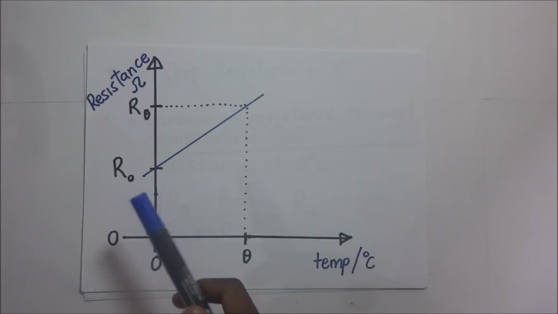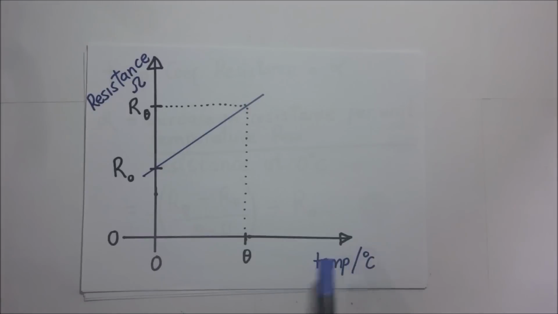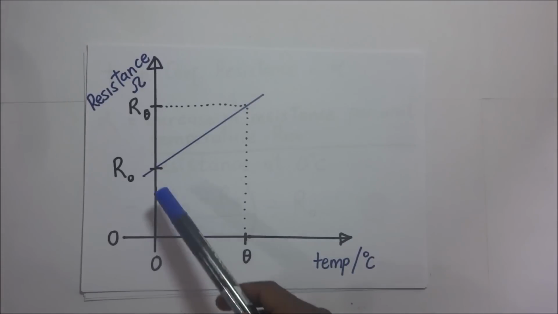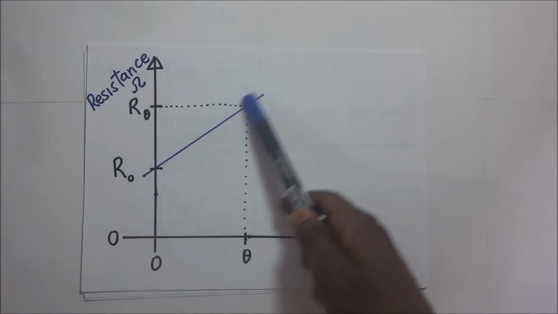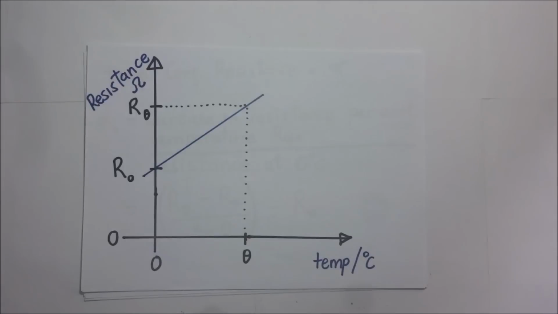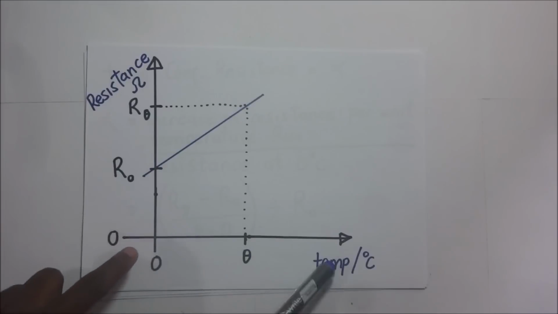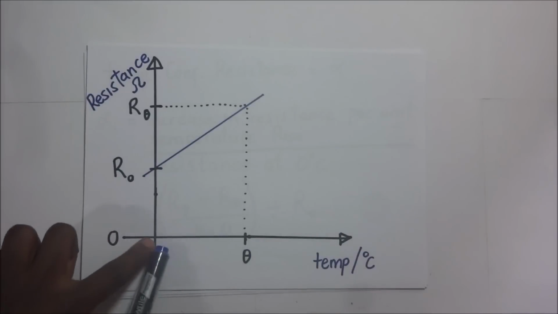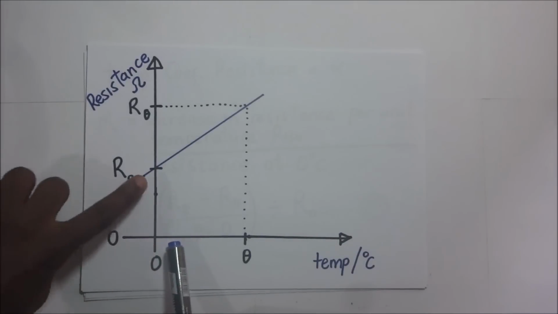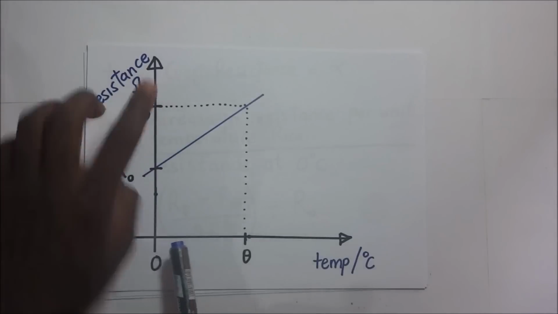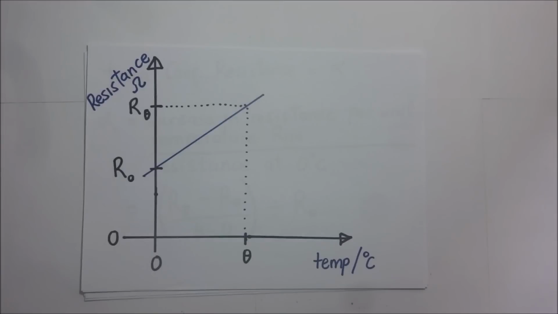Now, this is a graph representing resistance against temperature, and looking at this graph, we have a positive slope. This positive slope shows that when the temperature of the conductor increases, the resistance also increases. This is according to the graph. Now, how does it happen that the resistance of a conductor will increase with an increase in temperature?